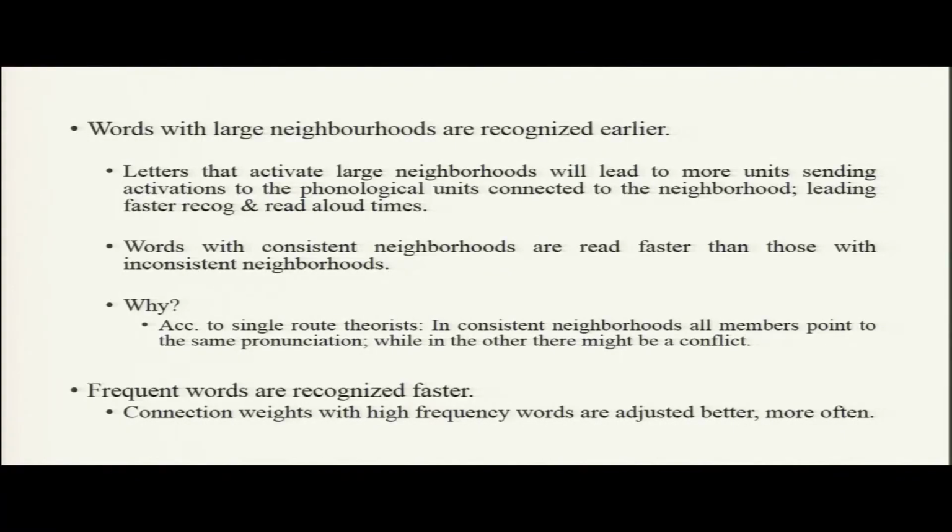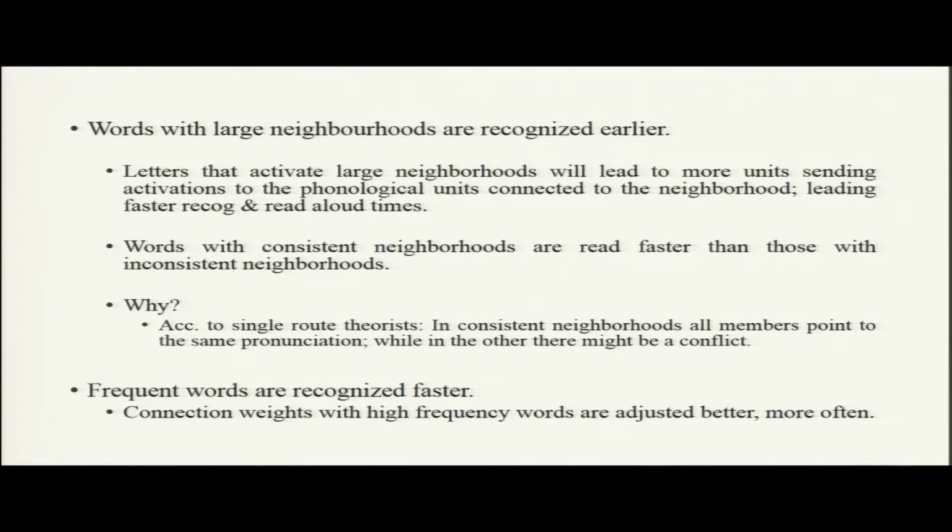Now there are also things like consistent or inconsistent neighborhoods. Say for example, book, took, look, shook all have consistent pronunciations, versus there could be inconsistent neighborhoods also. Say for example, words like mint, tint, but then you have another neighbor like pint. The neighbors can have different pronunciations, and that would be referred to as having an inconsistent neighborhood. Interestingly, it has been found that words with large neighborhoods are recognized earlier.